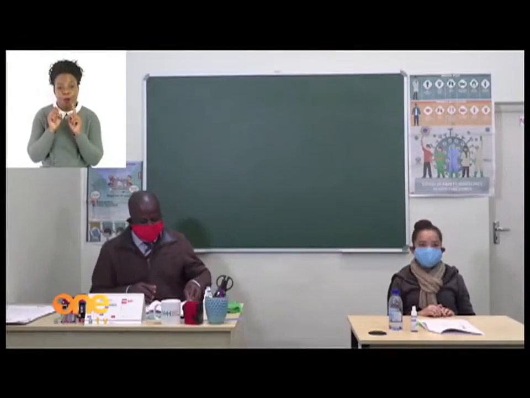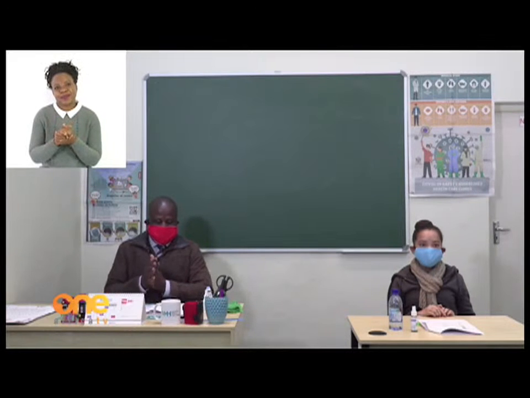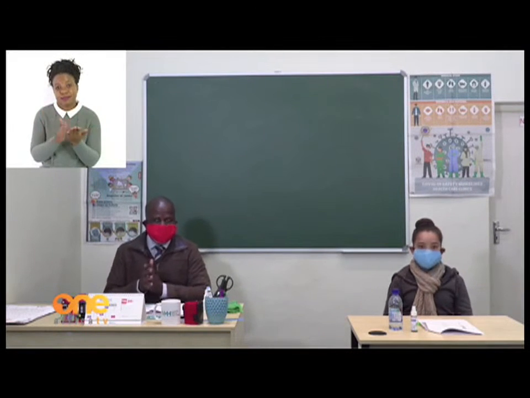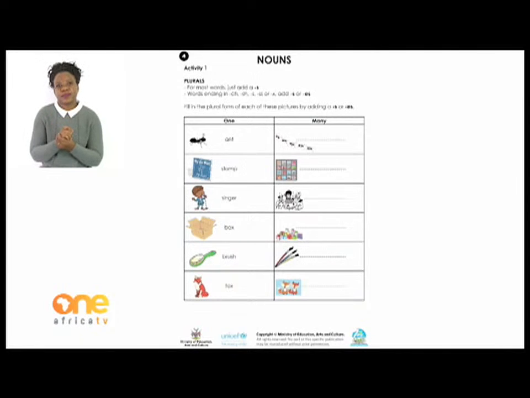Okay, my friends. Now, let's turn our books to page 4, where we are now doing our activities. We want to see if we have grasped and understood the rules that we were doing on page 3. Activity 1. For most words, just add S. Words ending with CH, SH, S, double S, or X, add S or ES.